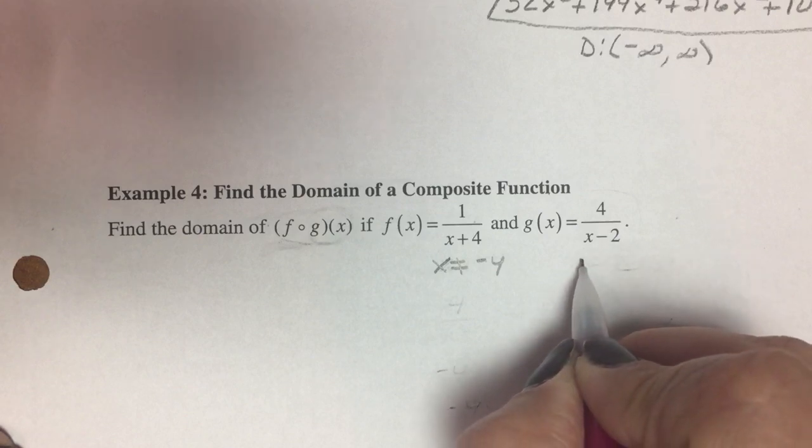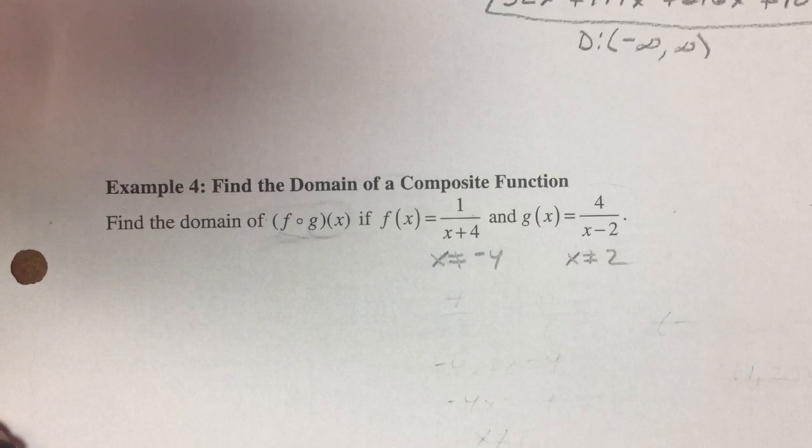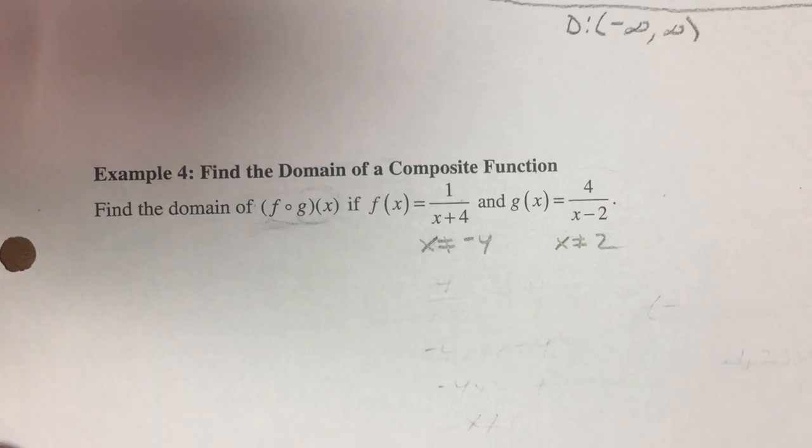G of x, my domain, will be everything except for +2. So now, those are 2 restrictions on our domain. Now, here's the tricky part. What you have to do is find another restriction.